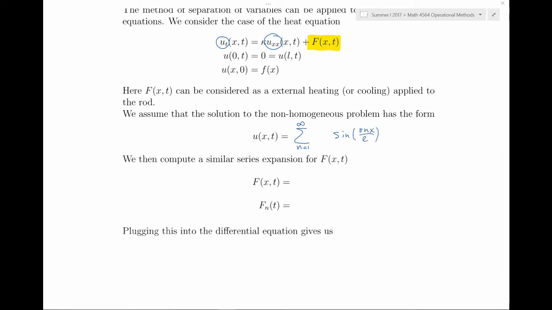For the homogeneous equation, the function of t was just an exponential function. But here I'm going to assume I don't know what this function is, and I know it's going to be different for every n, so I'm just going to denote it as T_n of t. If the solution has this form, we would like to have the function f of x, t expressed in the same form. So we're going to compute a series expansion for f of x, t as well.